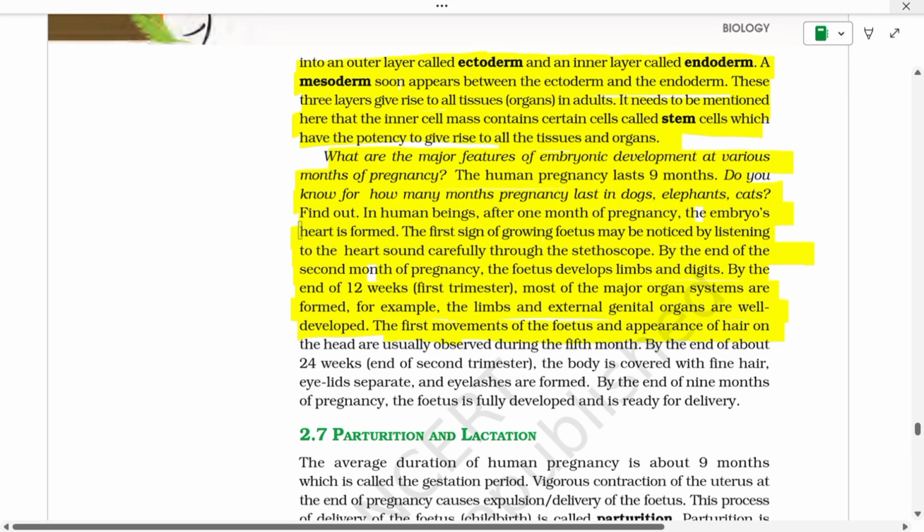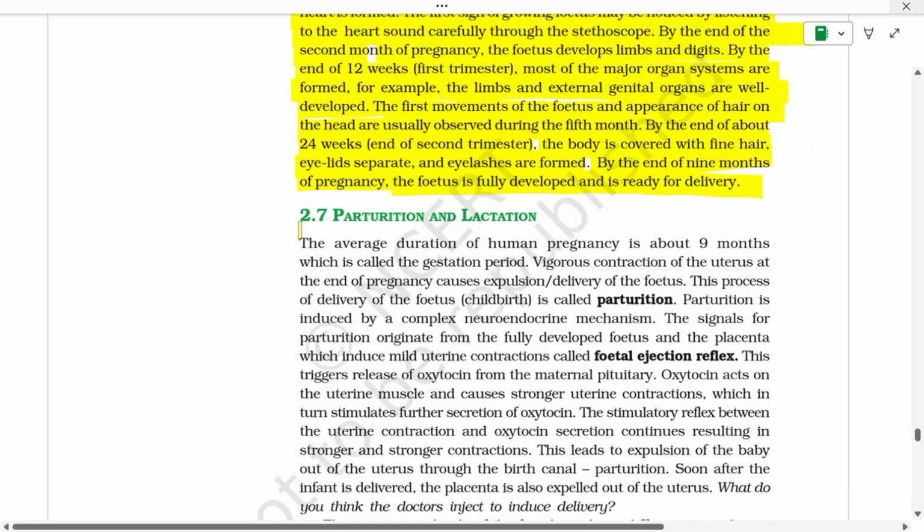The first movement of the fetus and appearance of hair on the head are usually observed during the 5th month. By the end of about 24 weeks, the end of the second trimester, the body is covered with fine hair, eyelids separate, and eyelashes are formed. By the end of 9 months of pregnancy, the fetus is fully developed and is ready for delivery.